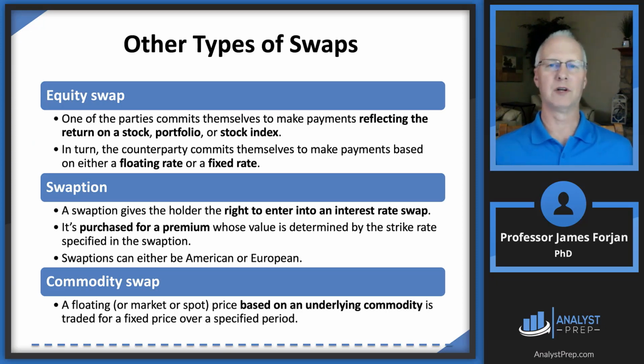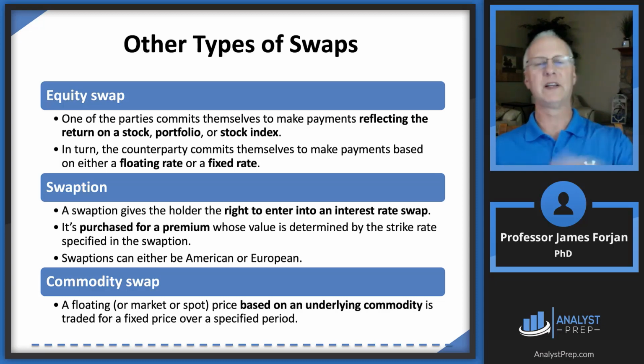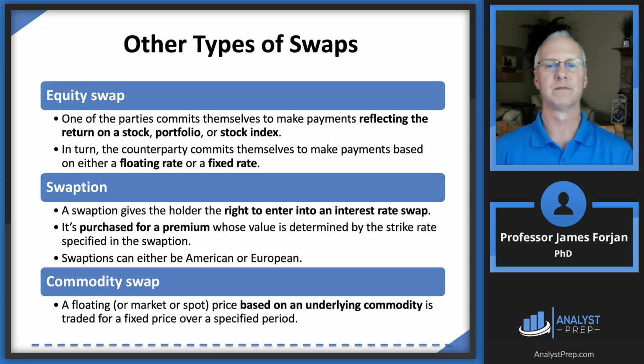Now, there are lots of other kinds of swaps. Some of these things are really cool. An equity swap is fascinating. What you can do is swap a fixed dividend payment for a floating rate payment, and that floating rate payment could be the return on the S&P 500 index, or a specified portfolio of well-diversified stocks, or just an individual stock. And so think about what you're doing. You're swapping a fixed dividend payment for the return on the S&P 500 index.